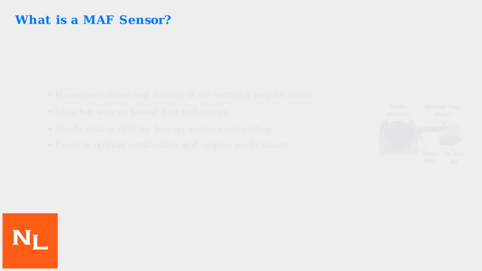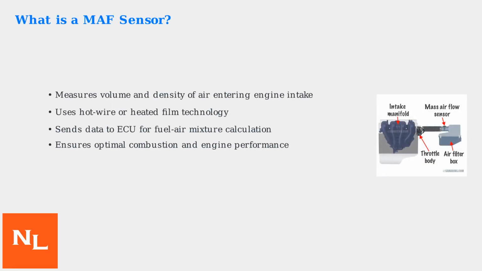The mass airflow sensor, or MAF sensor, is a critical component in your vehicle's engine. It measures the volume and density of air entering the intake manifold, providing essential data for proper engine operation. MAF sensors typically use hot wire anemometry or heated film technology. As air flows over a heated element, it cools the wire, changing its electrical resistance. This change is measured and converted into air mass readings.